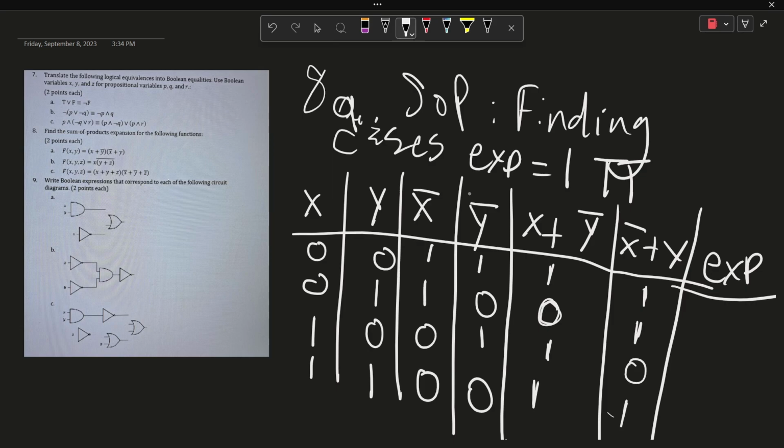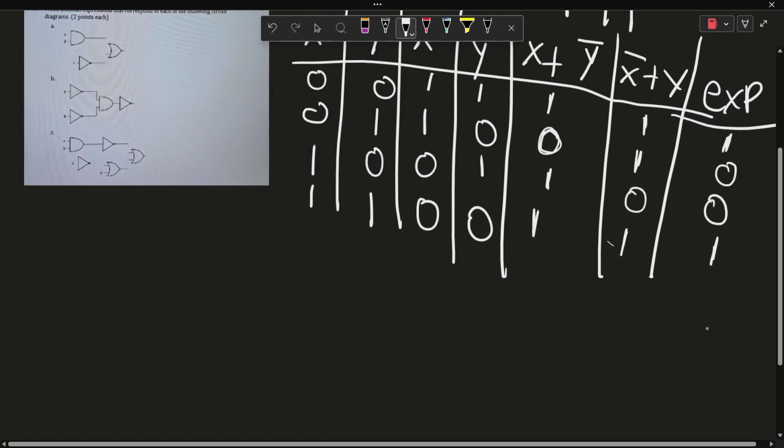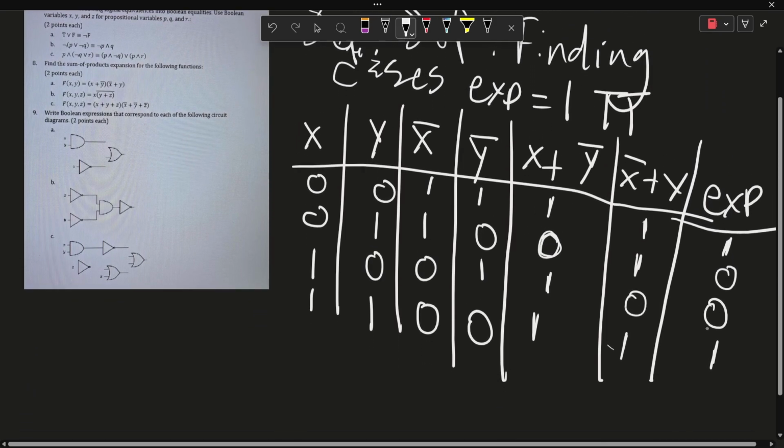So the expression is just the and of both. For the and to be 1, both of them have to be 1. And the only times that happens is in these two. Otherwise it's 0, because ands are multiplication. And as you should know, if you multiply by 0, the answer is always 0. Oh, tablets are hard. Okay, let's see. There we go.